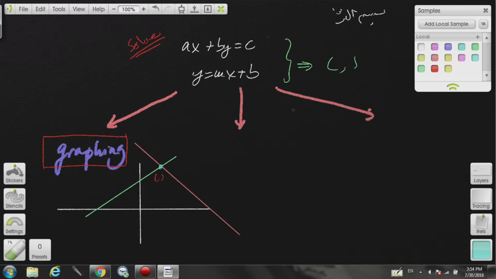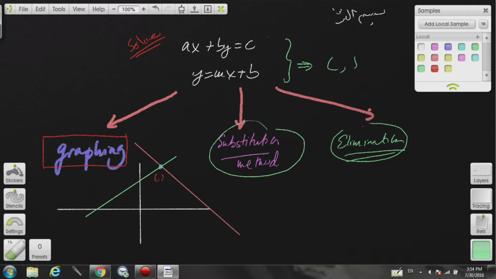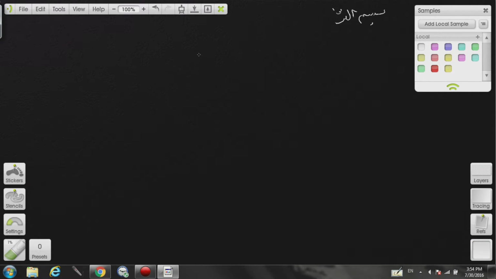The other two ways are as follows. One is the substitution method, and the second is the elimination method. We have talked about these before, but I'm going to review them again because it's important to appreciate this 100%. So there are three ways to solve a system of linear equations: graphing, substitution, and elimination.